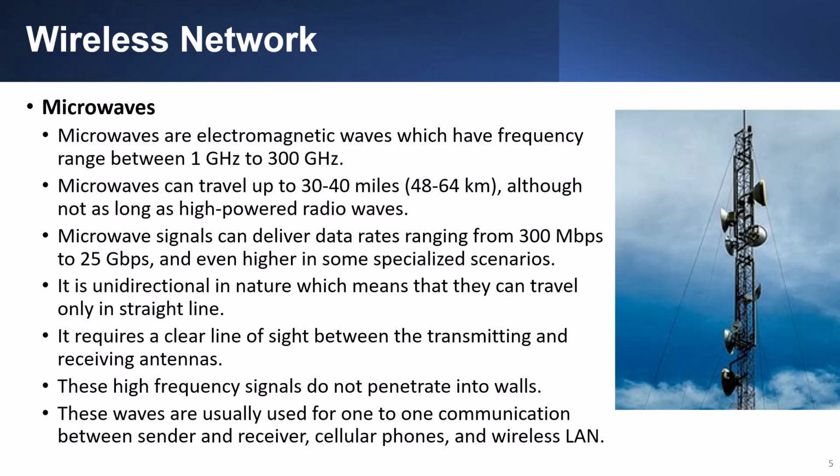It is unidirectional in nature, which means that they can travel only in a straight line. It requires a clear line of sight between the transmitting and receiving antennas. These high-frequency signals do not penetrate into walls. These waves are usually used for one-to-one communication between sender and receiver, cellular phones, and wireless LAN.